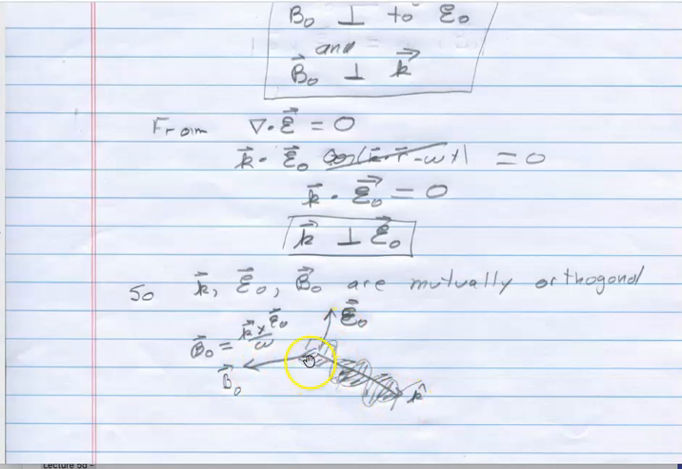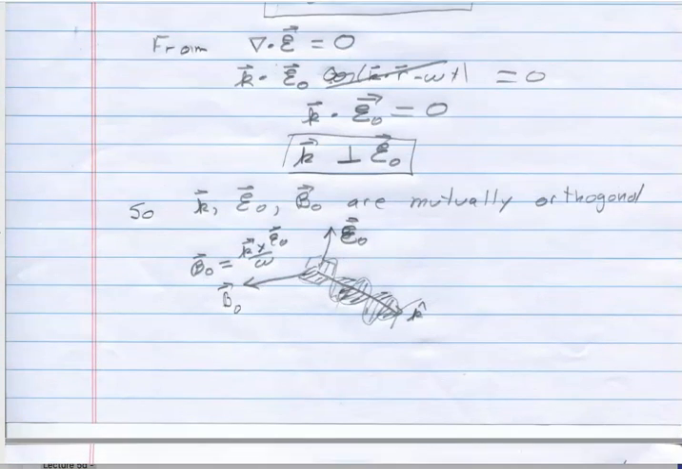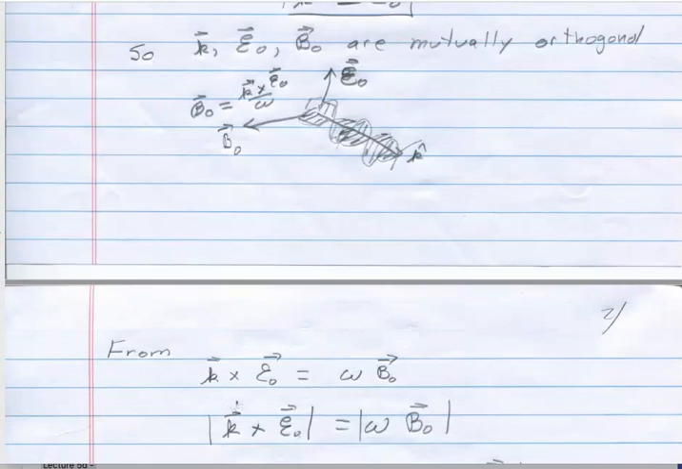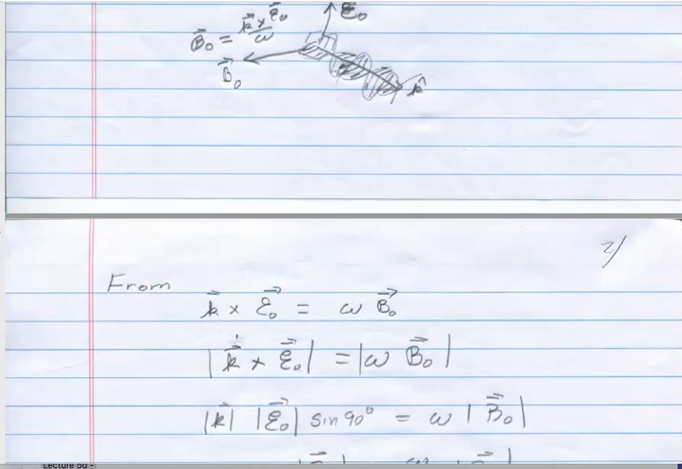B has to be at right angles to both the K and E naught, so B is going to be in this direction. And so if I've got a wave that's waving in the vertical direction along this, then the magnetic field is going to be swooping back and forth as the wave propagates in the direction of K vector. So we get a picture of something like that. We can get a relationship between the amplitudes.